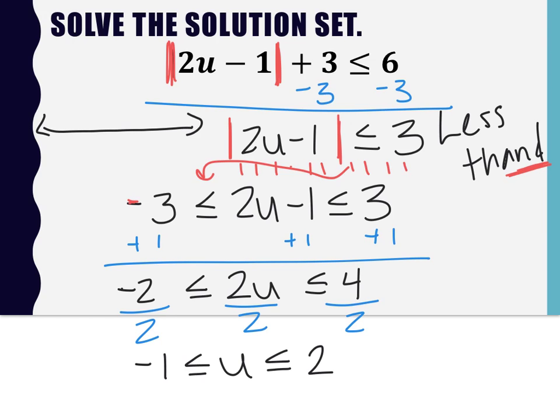So to graph that, you have negative 1. We have 2. These are both equal to, so we're going to have closed circles at both of these. And u is between those two numbers, so I'm shading between the two numbers on the number line. And that's how we do those.